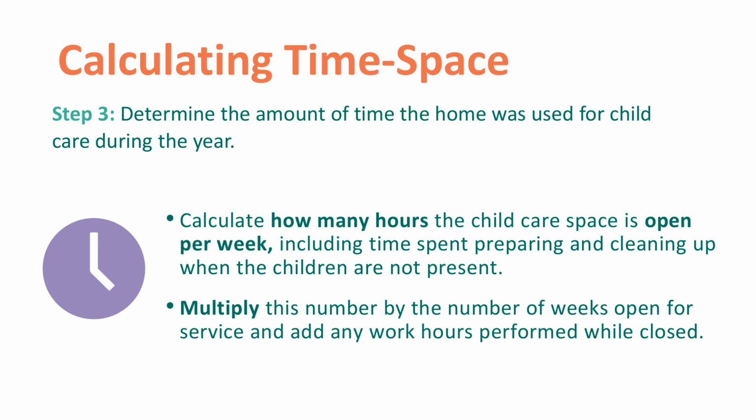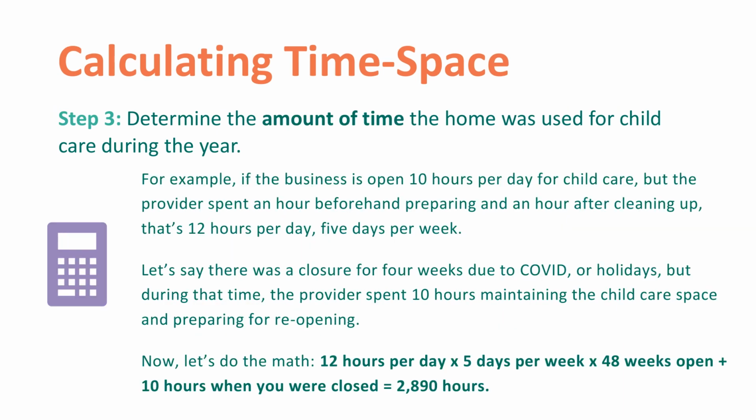Multiply this number by the number of weeks you were open for service, and add any work hours you performed while you were closed. For example, if your business is open 10 hours per day for childcare, but you spend an hour beforehand preparing and an hour after cleaning up, that's 12 hours per day, 5 days per week. Let's say you closed for 4 weeks, but during that time, you spent 10 hours total maintaining the childcare space and preparing for reopening. Then comes the math. 12 hours per day, times 5 days per week, times 48 weeks open, plus 10 hours when you were closed, equals 2,890 hours.